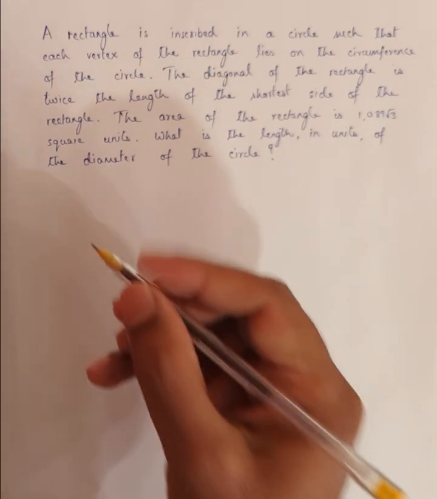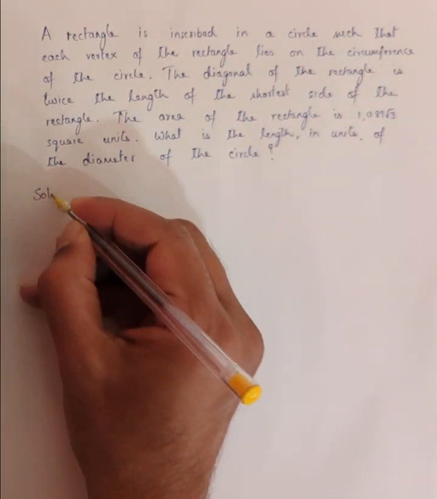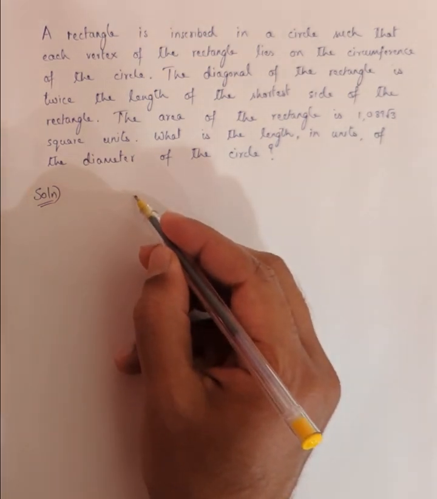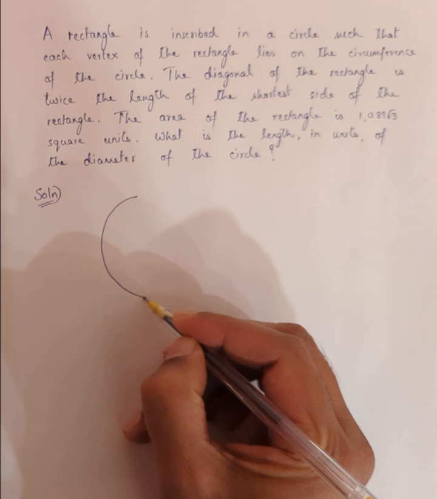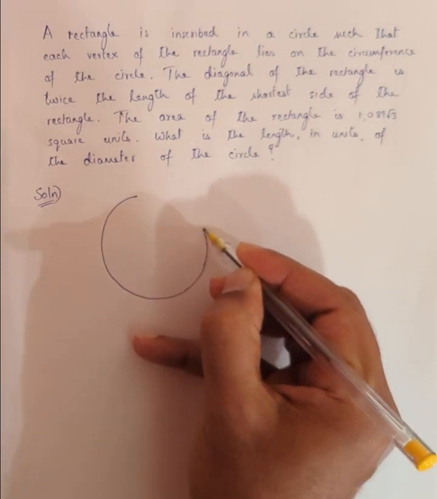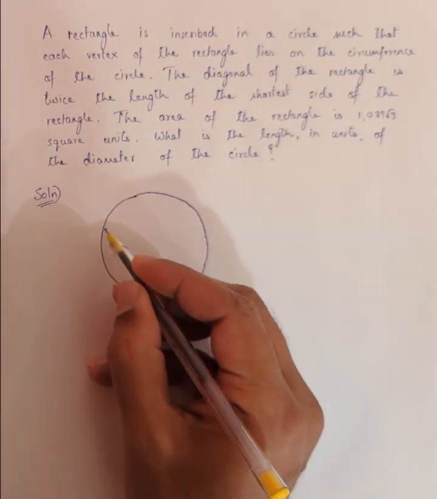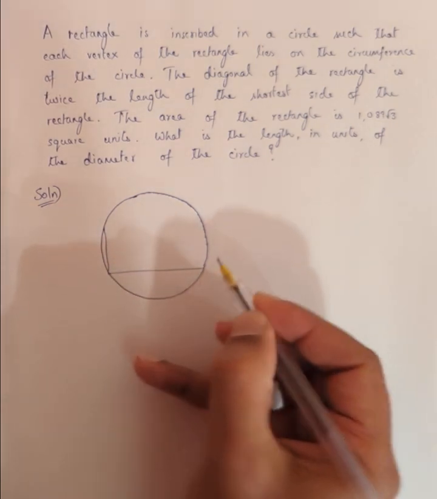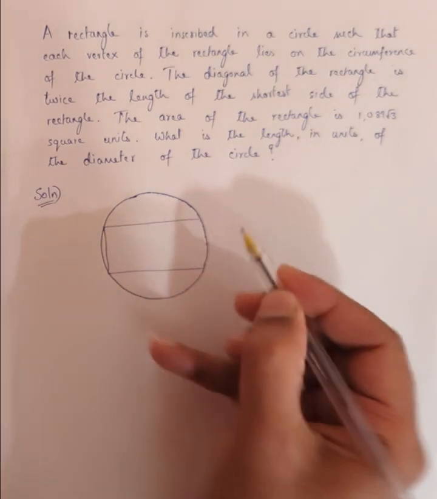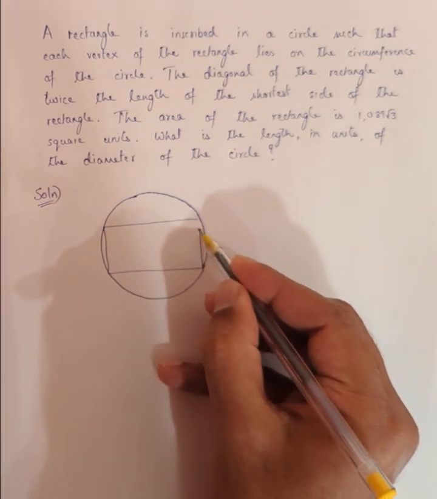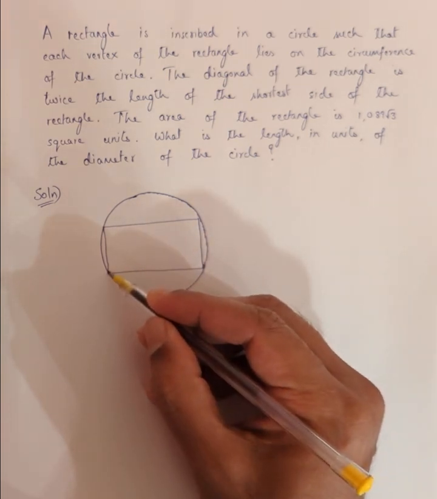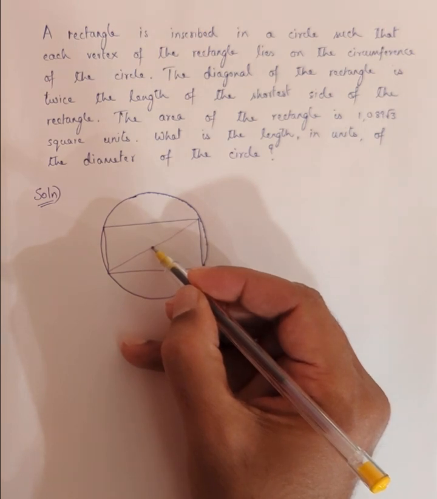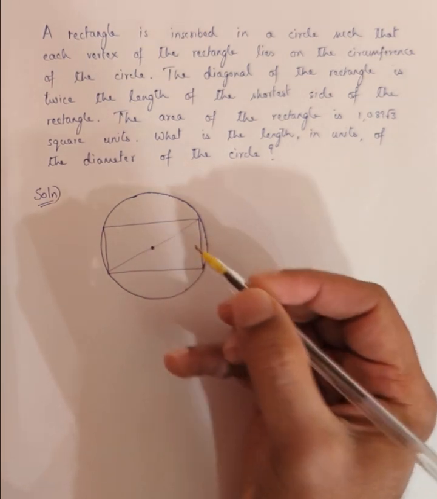So, this question is about a rectangle inside a circle. Now, I'm going to draw a rough sketch of a circle and I'll draw a rectangle inside of that. So each vertex of the rectangle is on the circle, and then the diameter will be the diagonal. So this is the center of the circle.